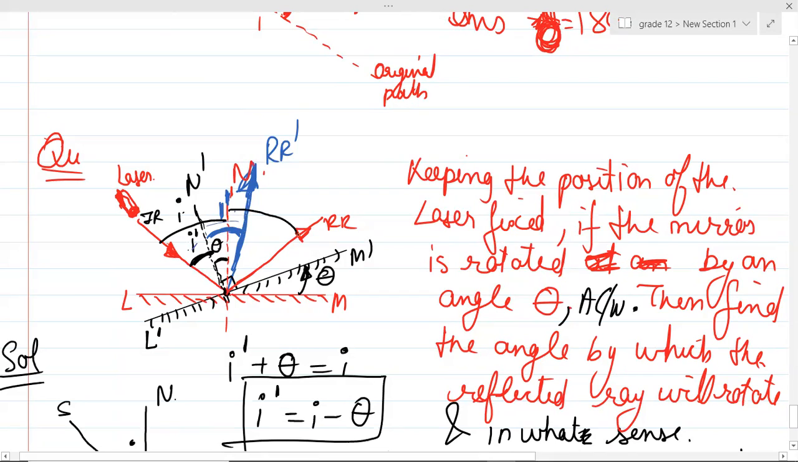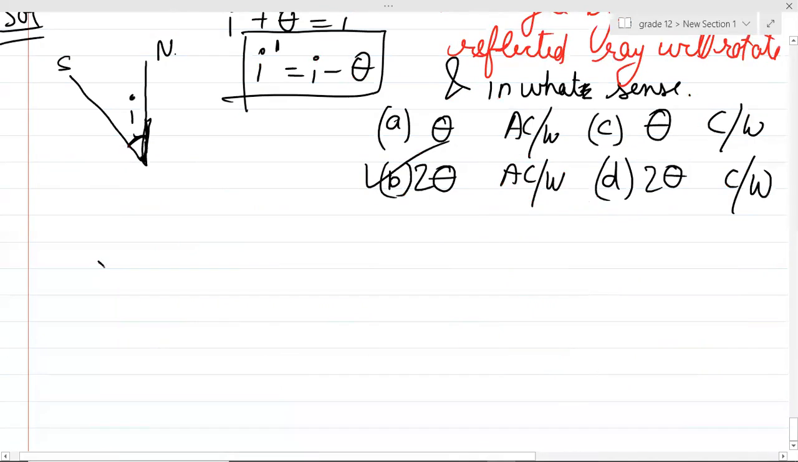This angle is also I, right? From the previous normal and the previous refracted way. Can you see this particular thing, guys? I'll draw it for you. This was the initial reflected ray, this was the incident ray, and this was the normal. I'll try to draw it again for you. So this was angle I and this was also angle I.